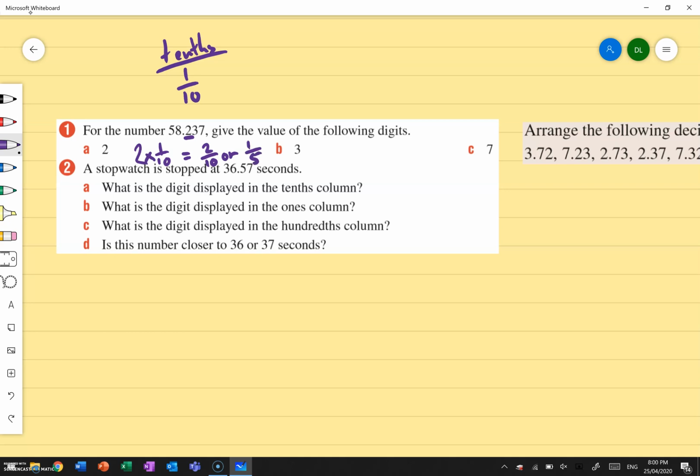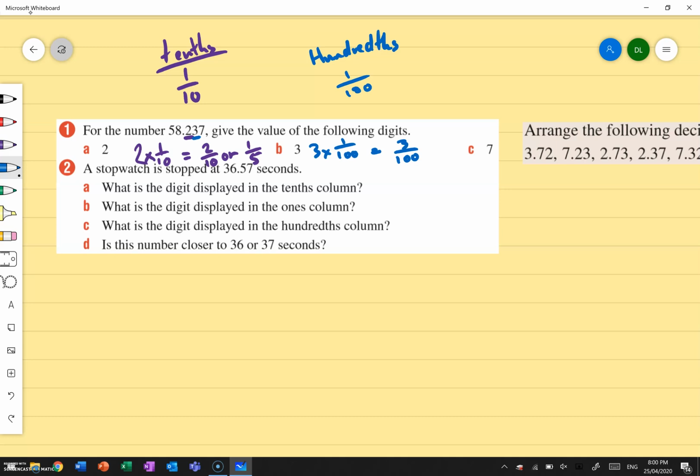Great. And if I do 3, so find the value of 3 in the following digit. 3 is this one over here, and it's in the hundredths. So I'm going to write hundredths, and that is 1 over 100. So I say 3 times 1 over 100, and that's 3 over 100. And that's our answer. That's the value of the following digit.